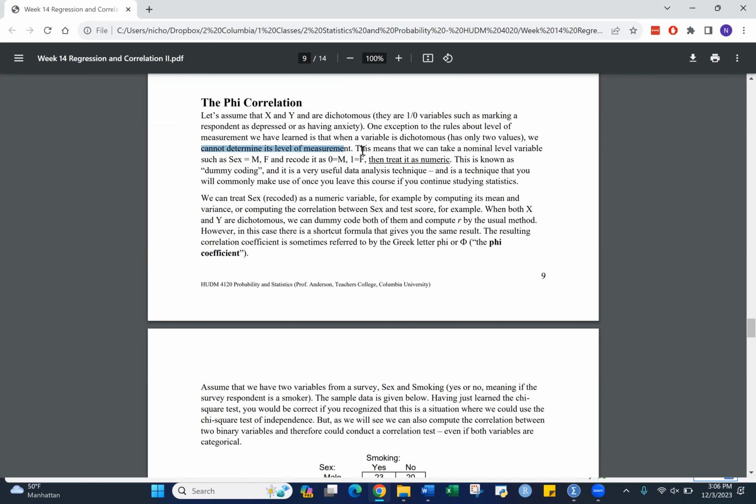And the cool thing about that is it means you can actually take a 0 or 1 variable and you can treat it as numeric. That means if you take two variables that are 0 or 1 and you ask a program for the correlation, it's actually applying the same correlation formula that we have been using, even though both X and Y are not numeric. Even though they're both binary and categorical, you can compute a correlation. You can take the mean of the variables, you can take the standard deviation of the variables, etc. So that's a very useful technique.